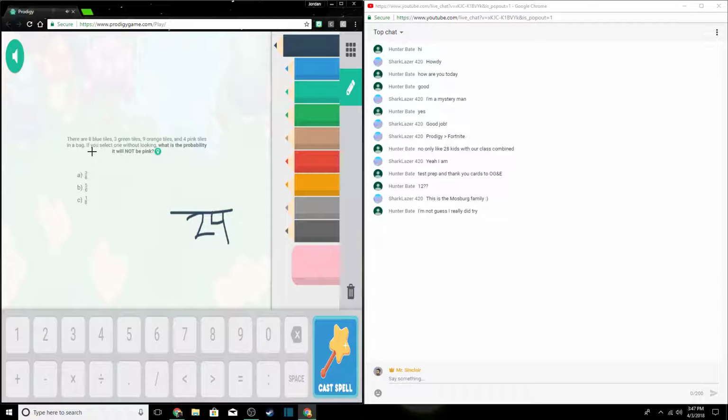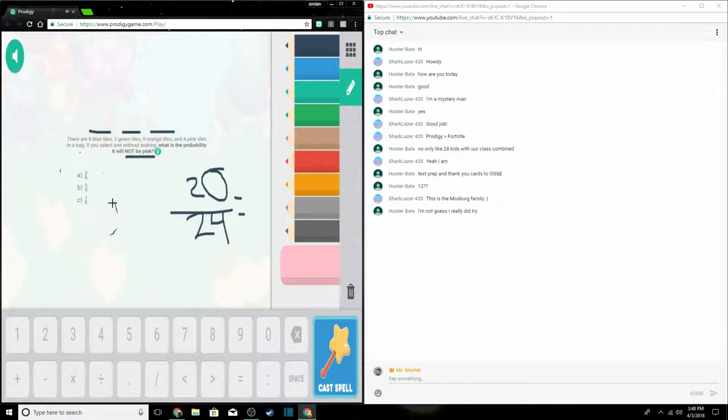So now we have to find the probability that it will not be pink. Well, we need to add up the blue, the green, and the orange, and that's it. So 8 plus 3, which is going to be 11, plus 9, which is 20. So we have 20 over 24. However, that's not one of our answers here, because it looks like we have to reduce our answer or make it smaller. So we do the same thing we did last time.